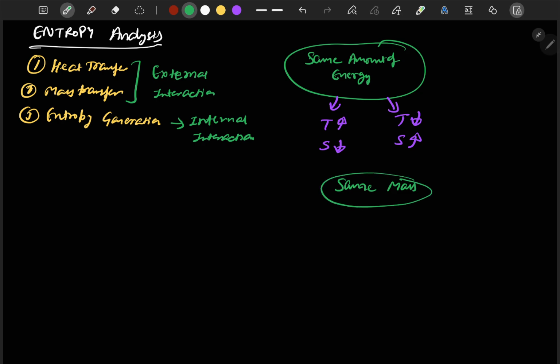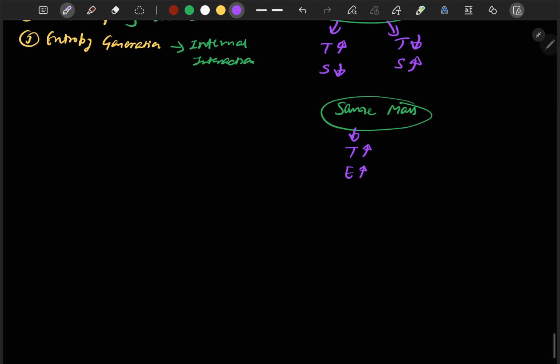If we take the same mass, then on increasing the temperature, the energy of the system will increase. Let's say there is a metal ball. If we increase the temperature of the metal ball, our energy will increase, and so will the entropy of the system. Next, if we decrease the temperature, we know that the energy of the system will decrease, and so will the entropy.